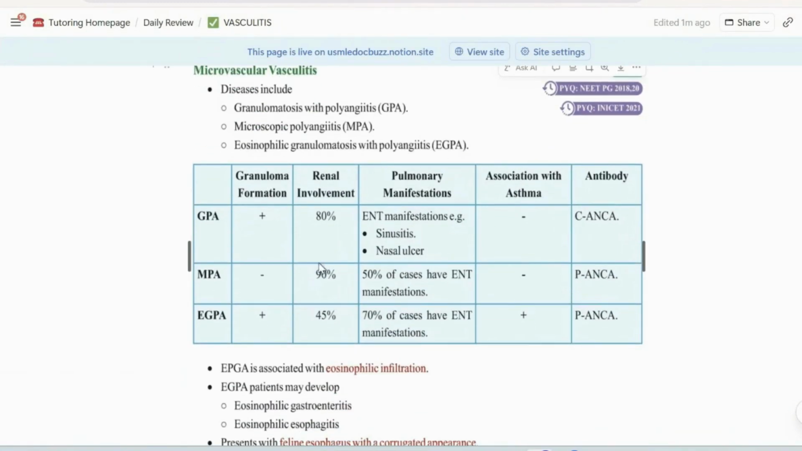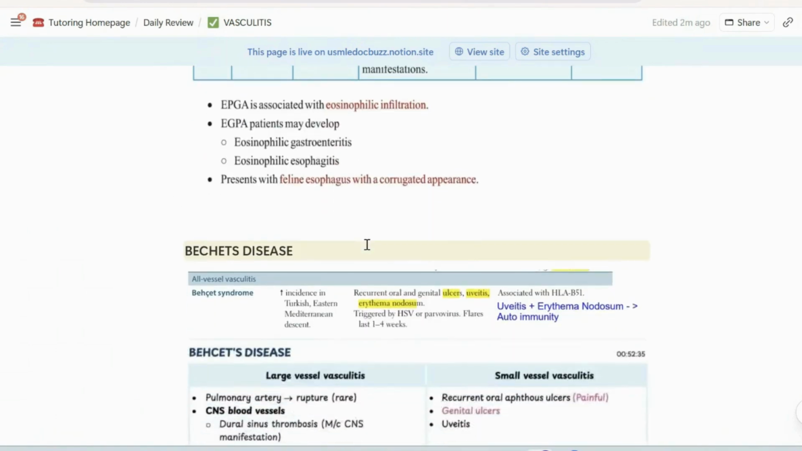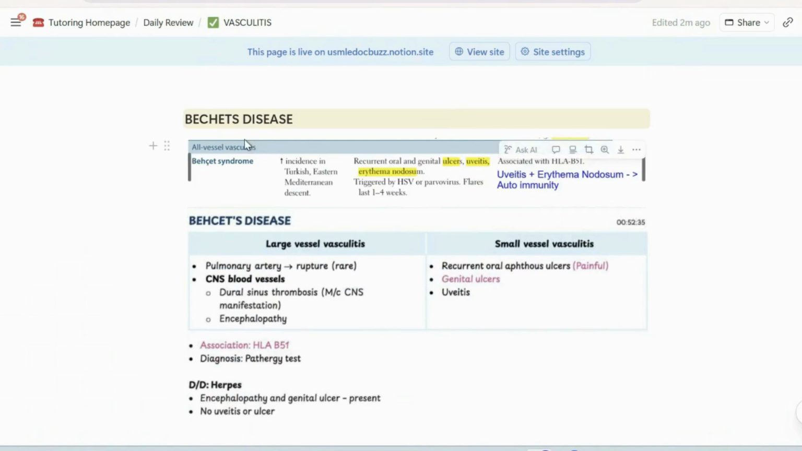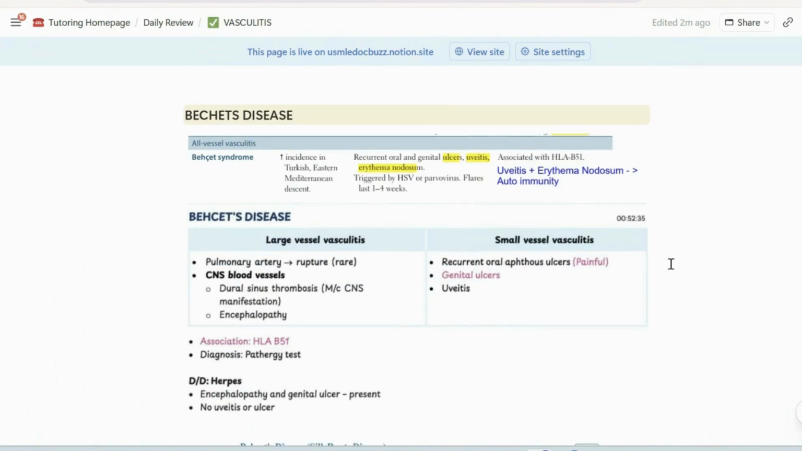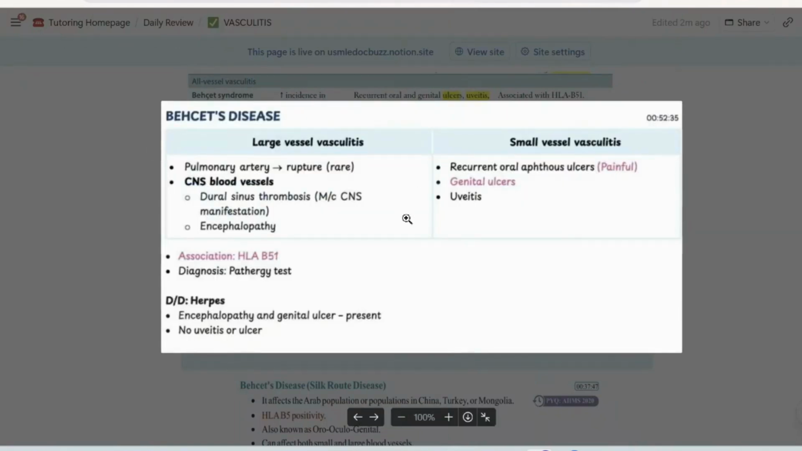Quick sort of differentiation between GPA, MPA, and EGPA. All of these are given to you, right? And we've sort of reviewed most of them, right? Last one, because it goes through the entire large, medium, small, it can present with a variety of things, right? Large vessel, you see pulmonary artery, even though it's rare. CNS involvement is heavy, right?